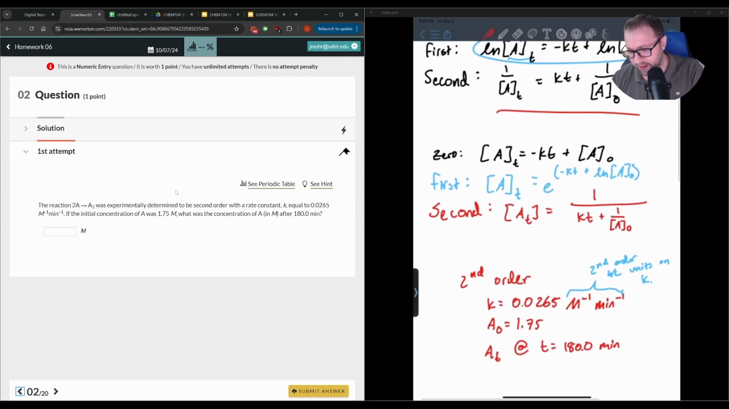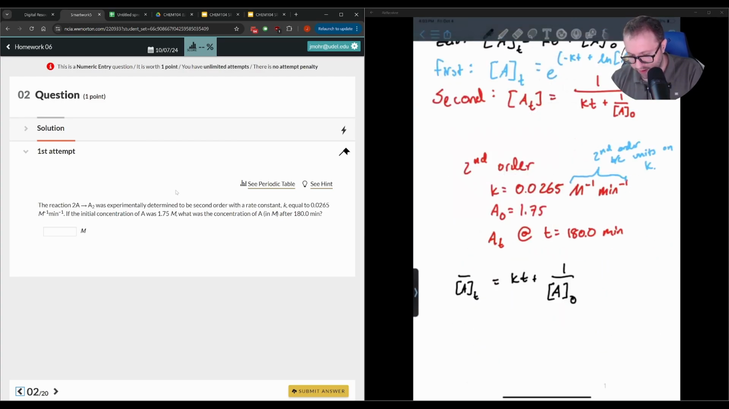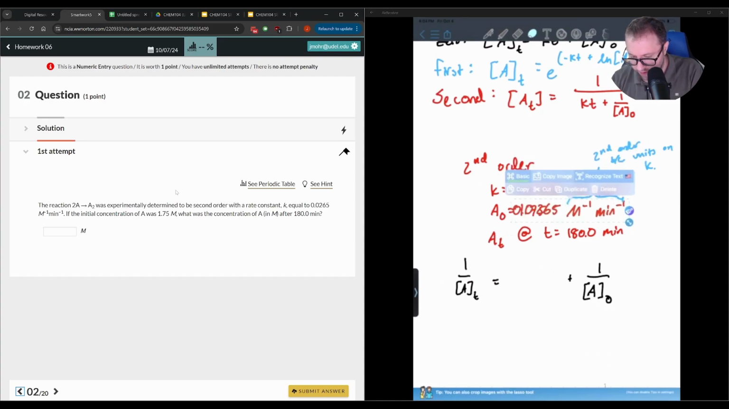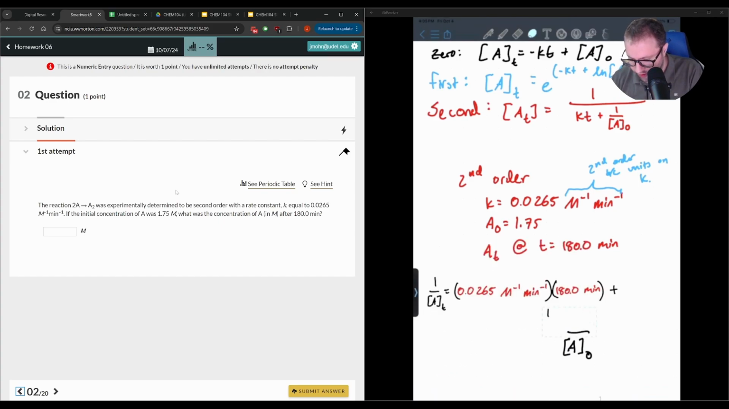What I would do here is we would take our linear version of this, because that's what we've seen, and we're just going to substitute in some values, right? We're solving for 1 over AT. We're told this value of K, so let's use that. Let's multiply that by T, and then we're going to add to that 1 over our initial concentration. And we totally remembered to write our units on there the first time. All right, so that's all given to us in the problem.